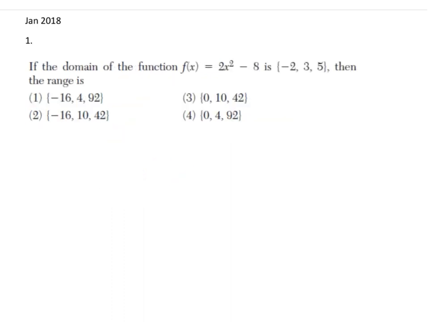Okay, so we are given this question: if the domain of the function, so the x values are given to us of this function 2x squared minus 8 is -2, 3, and 5. This is the domain. These are the x values. What are we looking for? We are looking for the range.